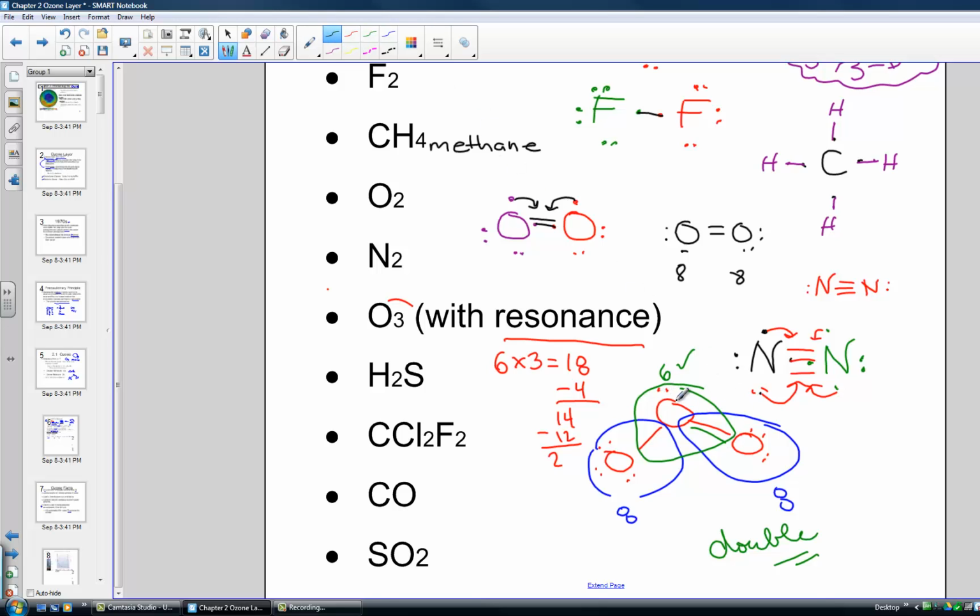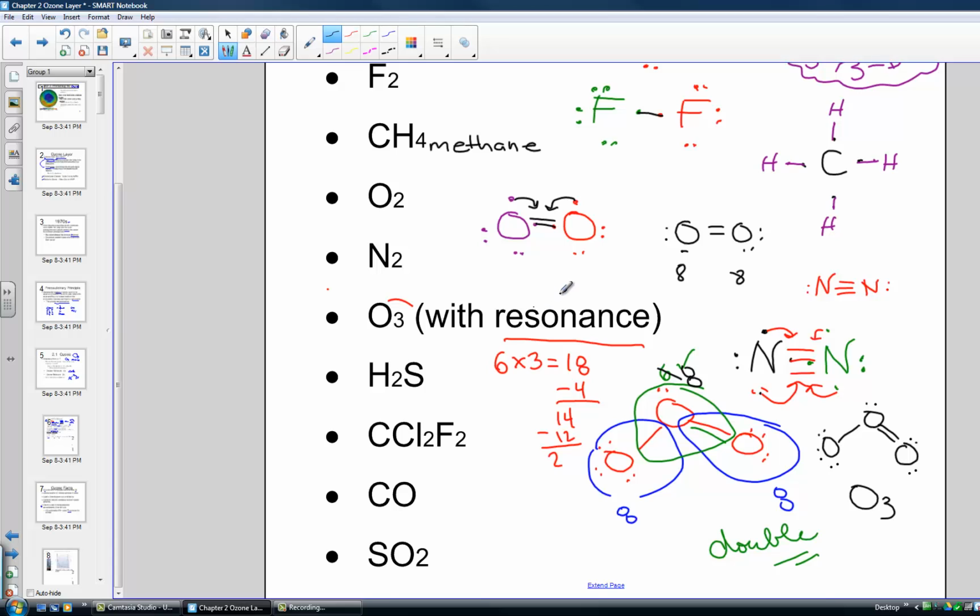Do you see how this oxygen now, it used to have 6, but now it has 1, 2, 3, 4, 5, 6, 7, 8. It has satisfied the octet rule by creating a double bond. This guy still has 8, this guy has 8, and this guy has 8. So what we've ended up drawing, just to kind of clean it up, I have oxygen with a double bond to one other oxygen and a single bond to the other oxygen to make ozone, an allotrope of oxygen molecules.